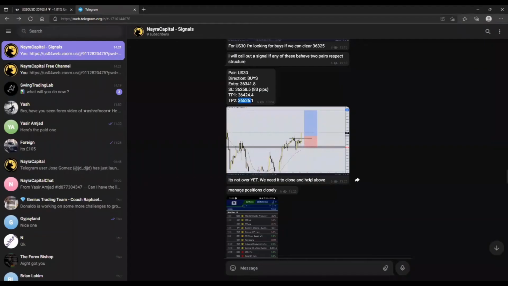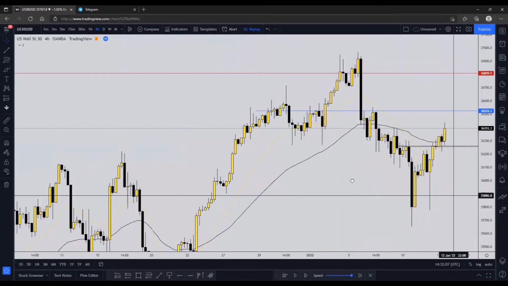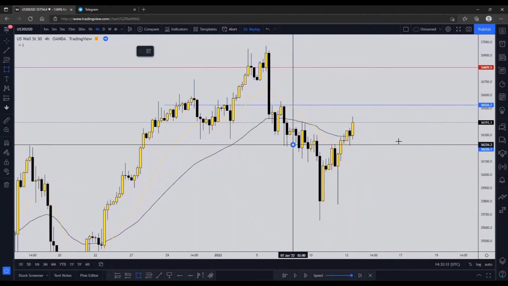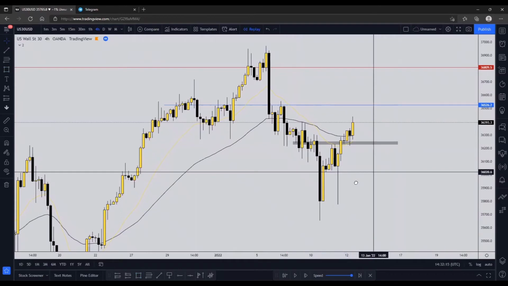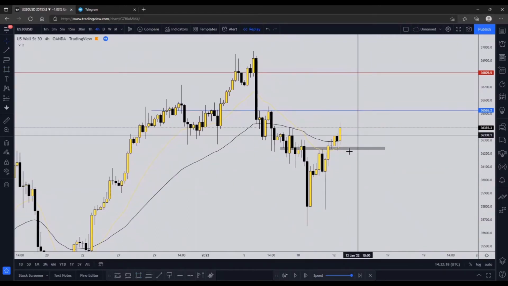Let me go into Telegram. You can see the screenshot. This is on the 30-minute. We had this retest, and then I took that trade. So now we've found out that we have this level of support. We're going to wait for price to come retest this level of support before we look for buys.